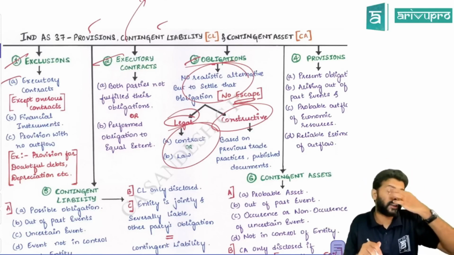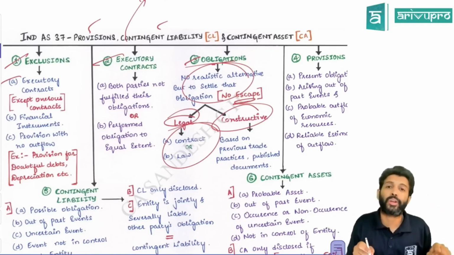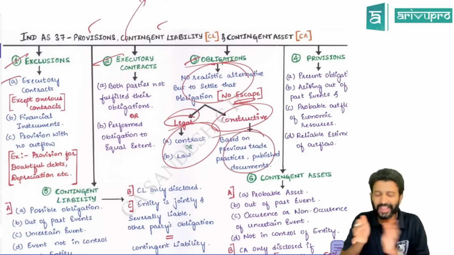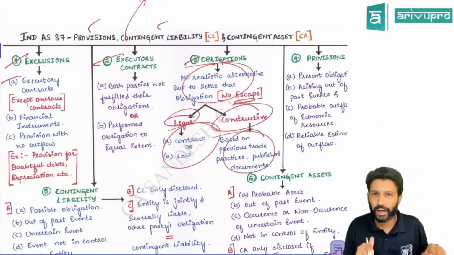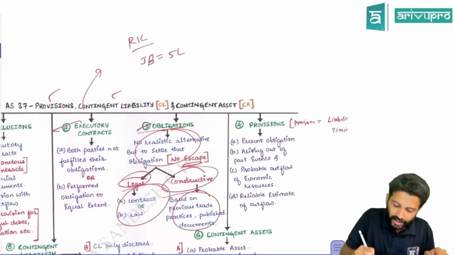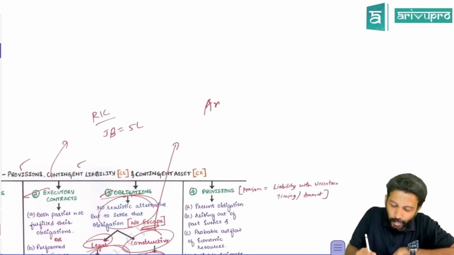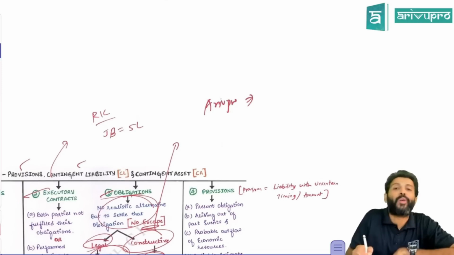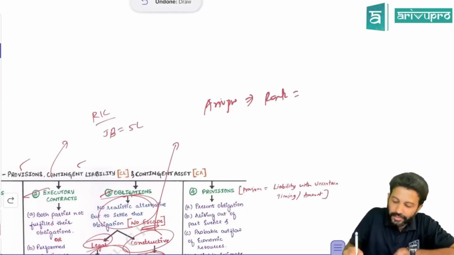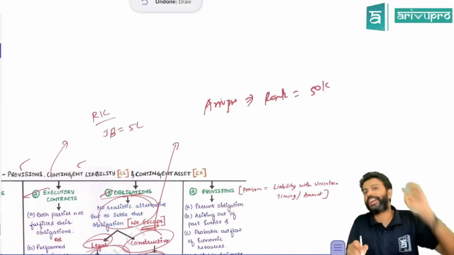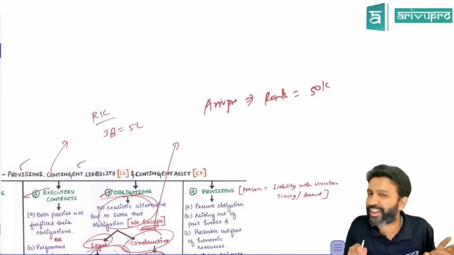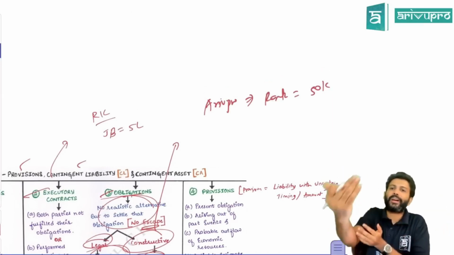Those obligations which arise as part of previous trade practices or customs or published documents, we call constructive obligation. In fact, if you remember, in the regular class I used to give you the reward example. Let's say we at ArivuPro have a practice of what? Any student who gets a rank, we give that student, let's say, 50,000 rupees. We have not made any contract with any student.